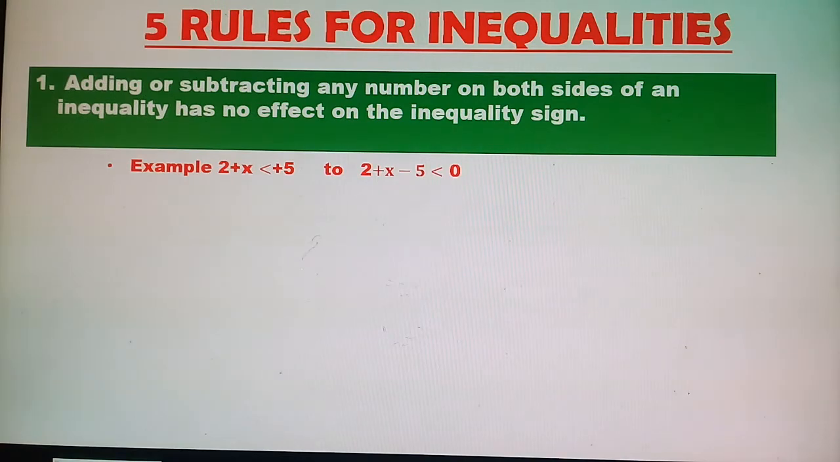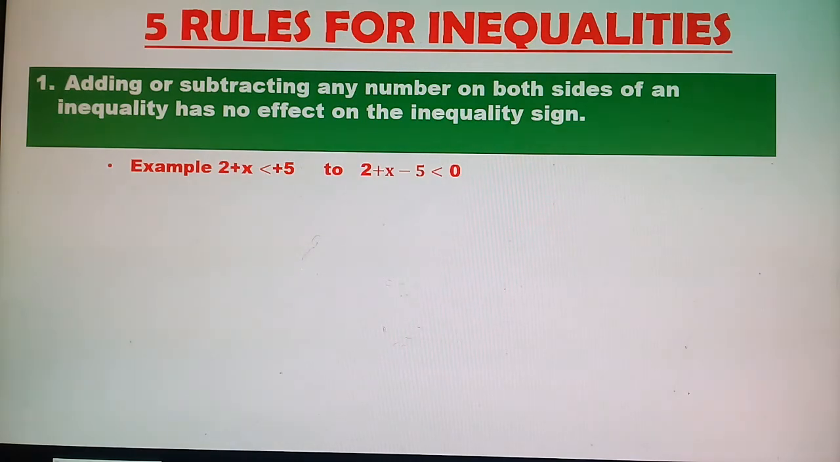Example based on rule number 1. As you can see, we have 2 plus x less than 5. This can be written as x less than 5 minus 2. If you take that 2 from the left side, it changes sign, we have a negative sign, and we still have less than. It means if you add or subtract any number on the left-hand side or right-hand side, it has got no effect on the inequality sign. That was rule number 1.